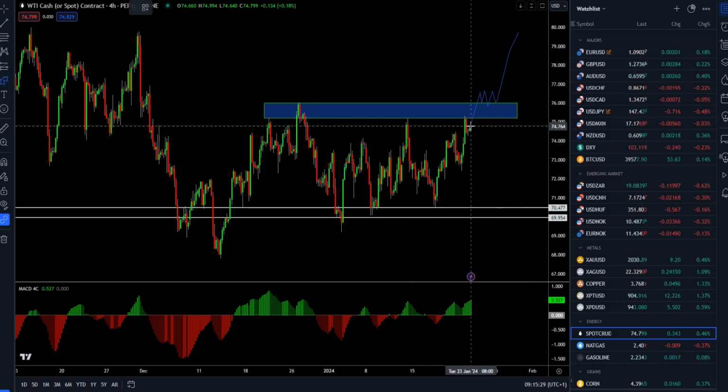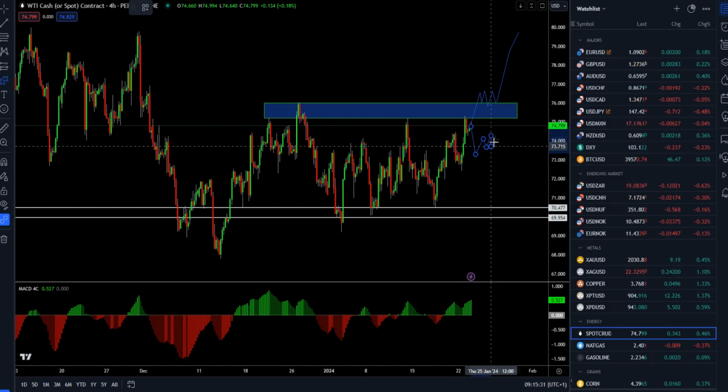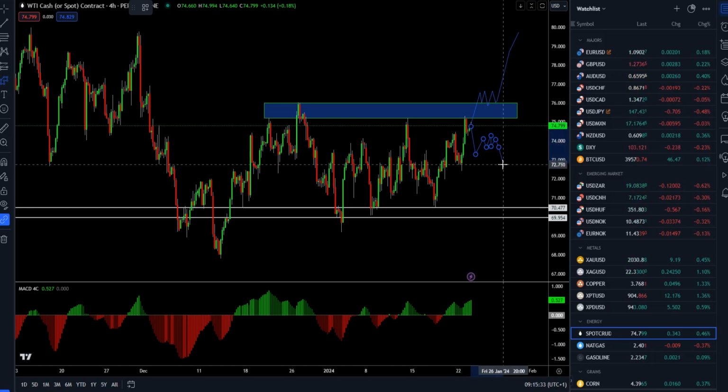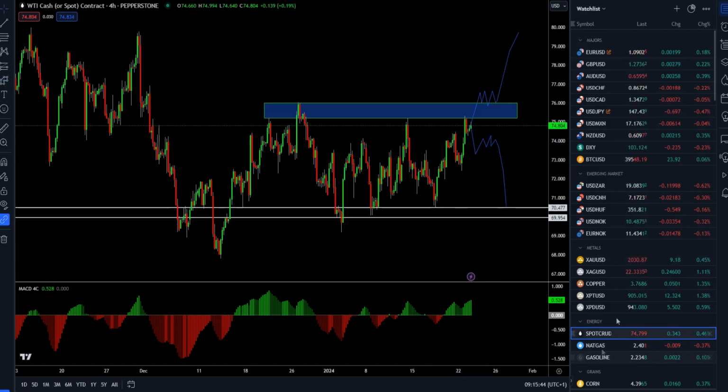But from the other side, if we see rejection, and then if market can hold on the rally and contract, there is a chance for 72.40 to be again on the test, or even full downside movement towards the low of this consolidation around 70.50 mark.